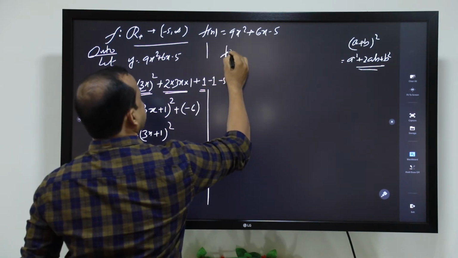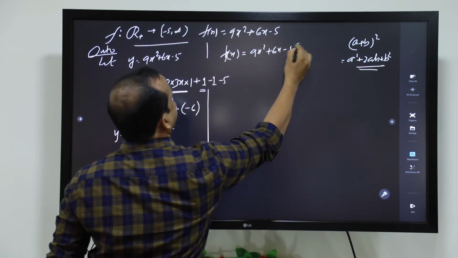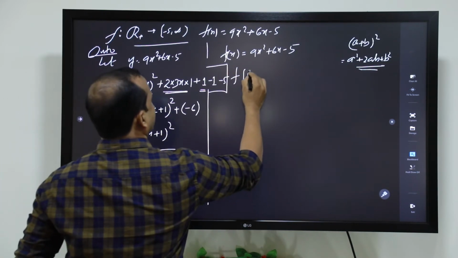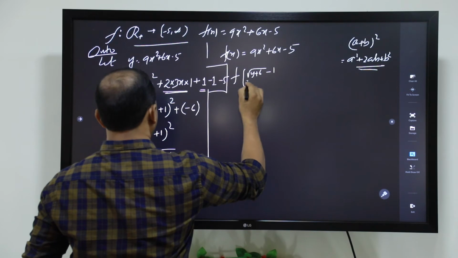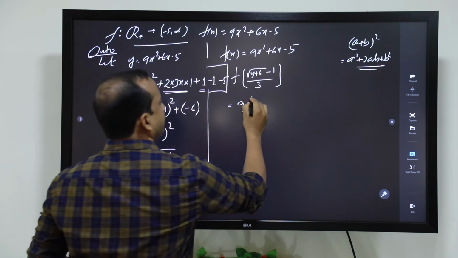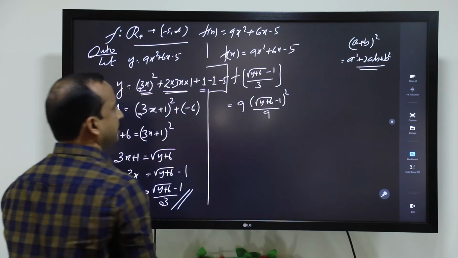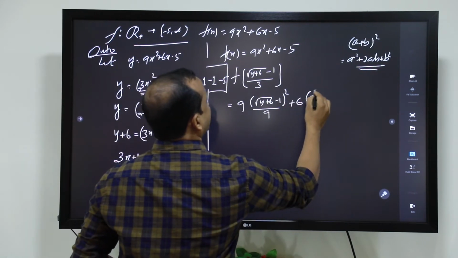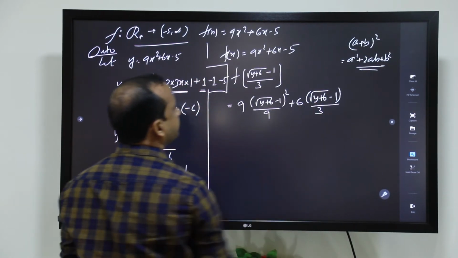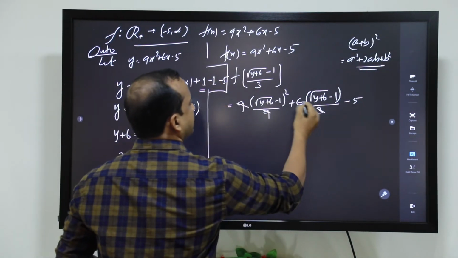Here, you already know f of x means 9x square plus 6x minus 5. Therefore f of x, here x corresponds to root of y plus 6 minus 1 divided by 3, is equal to 9 into, you take a square value, that is (root of y plus 6 minus 1) the whole square by 3 square is 9, plus 6 into root of y plus 6 minus 1 divided by 3, minus 5. Here 9 cancel. Here 3 cancel, 2.